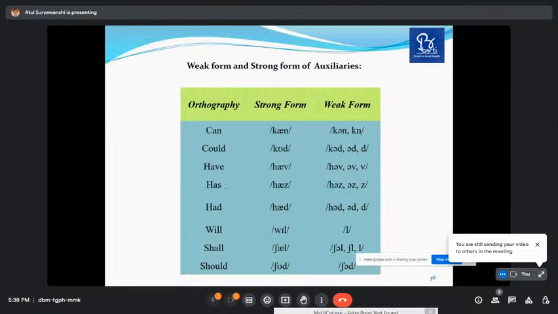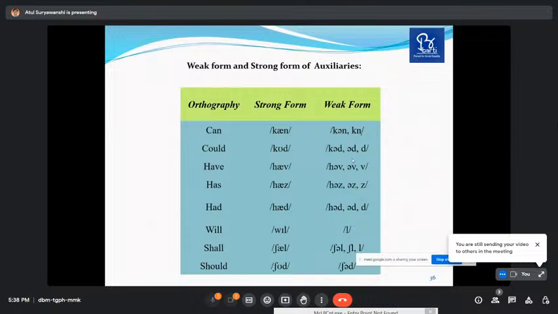The next word is have. Have is a strong form. "Av" is a weak form of have. Has is a strong form. "Az" is the weak form of has. Okay.